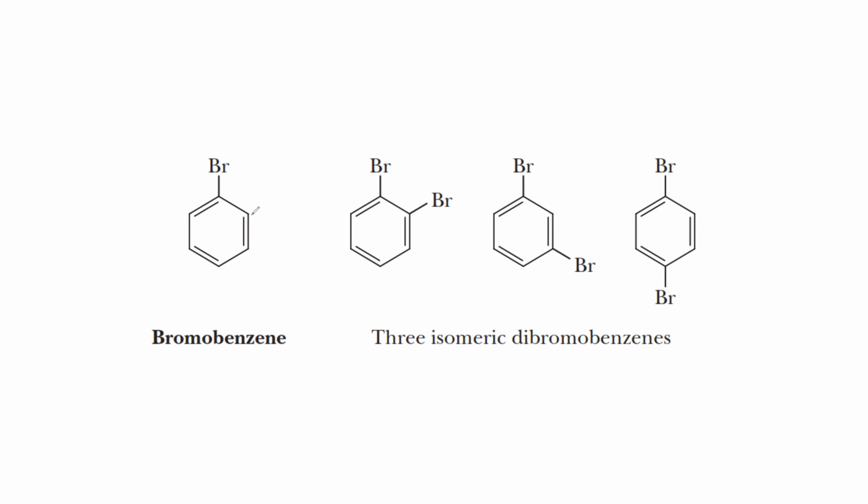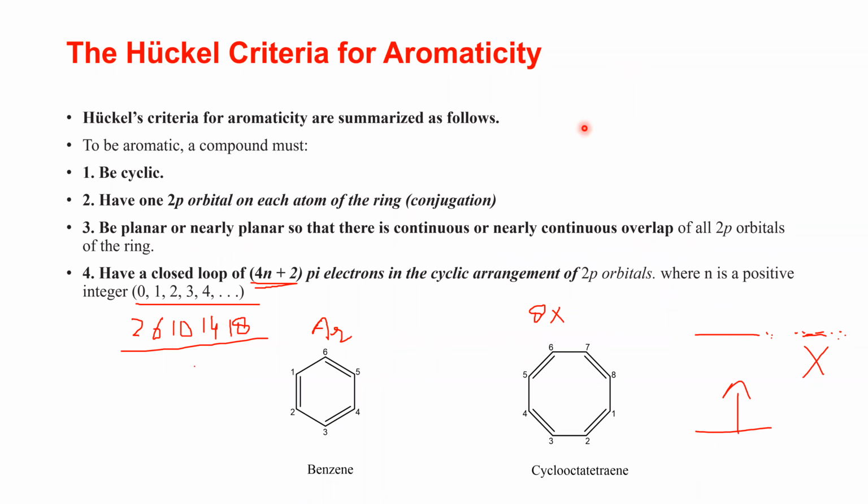So there will be the further hydrogen which will be substituted, and there will be the second bromine which gets attached to that one. So the next thing is, if we go to this, now we have to talk about what the Huckel criteria for aromaticity is. The Huckel criteria for aromaticity is summarized as follows.